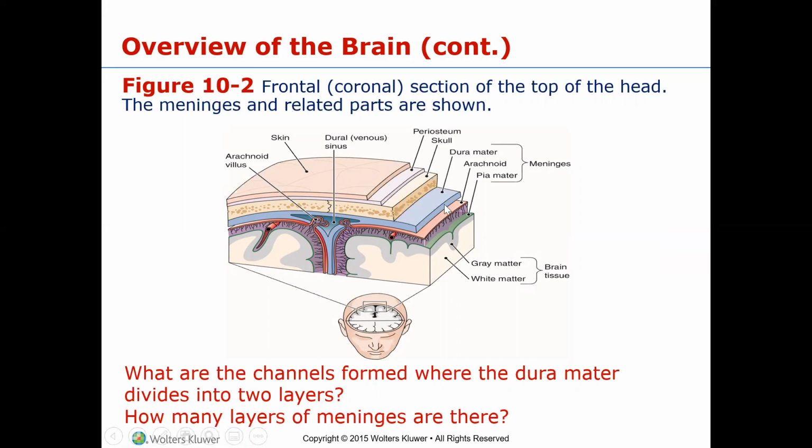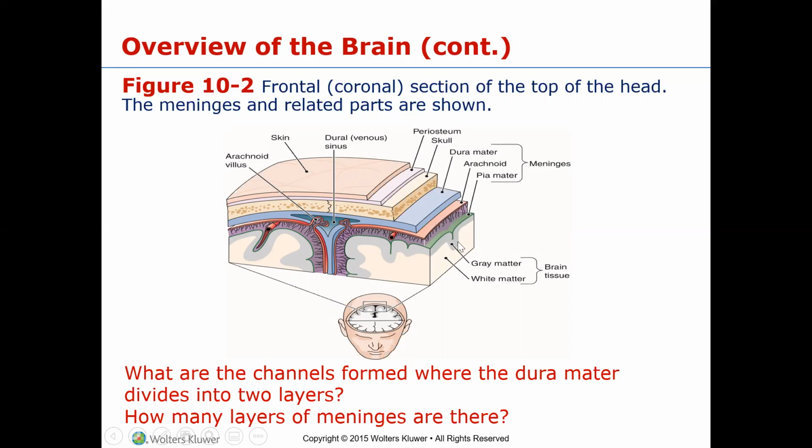The outermost, thickest layer is this blue called the dura mater. Then we have the arachnoid, which is the middle layer that has all of these little connections. And then we have the thinnest layer, which is actually attached to the brain itself, which is called the pia mater. So these three, the dura mater, which is the thickest, the arachnoid, and the pia mater, which is attached to the brain itself, are called the meninges.